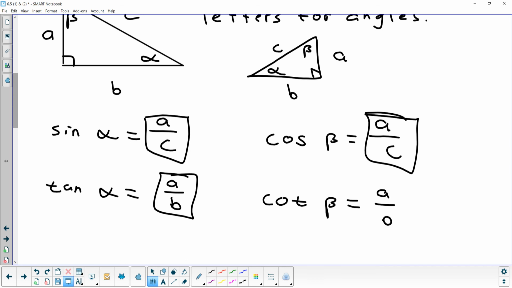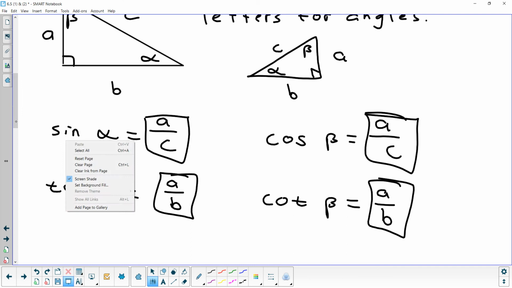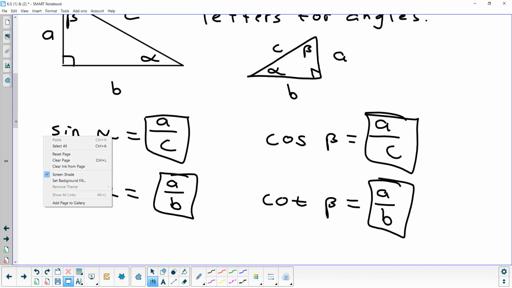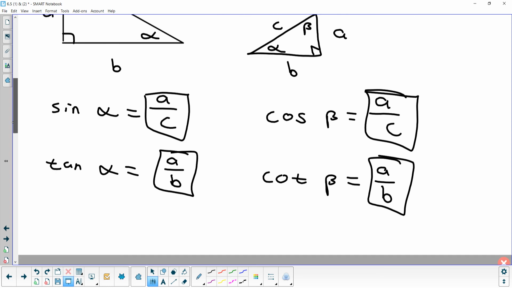And this pattern would always continue. There's always two things in the triangle that come out exactly the same. And the pattern is, whatever function you started with, put the word co in front of it, and that's called a co-function. Okay.